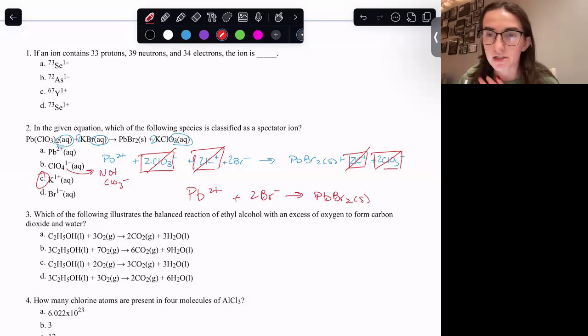Yes, for these types of questions, they will always say what the state is. And so you can't break a solid, liquid, or gas, but you can break an aqueous solution.